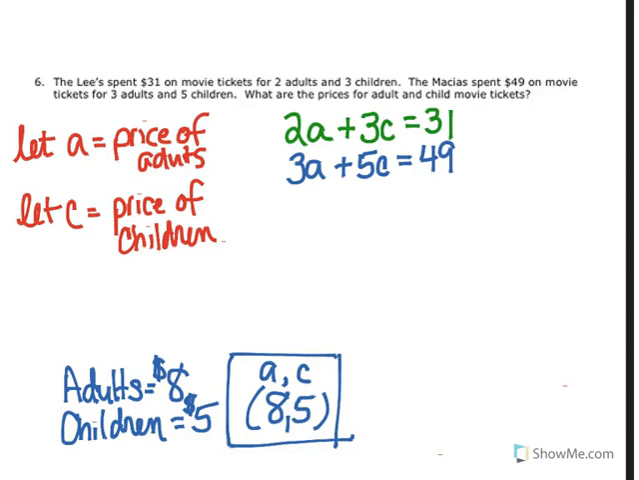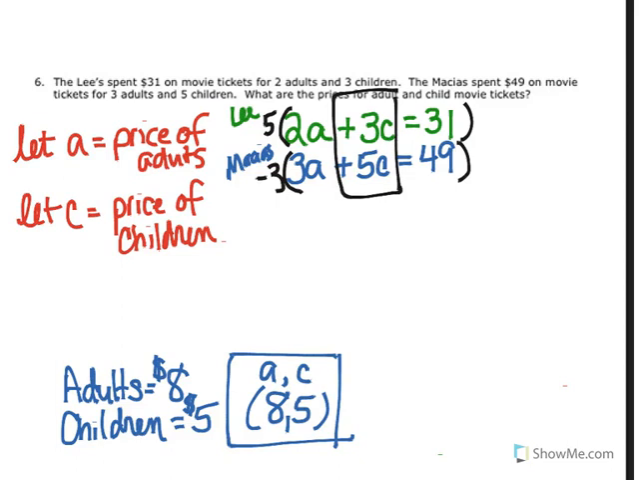If you did not, then I want you to watch how I solve this. I have let A equal the price of adults, let C equal the price of children, and this first equation is for the Lee family, and the second equation was for the Messiah's family. And so in order to solve this, what I chose to do was take the top equation and multiply it by 5, and I took the bottom equation and I multiplied it times -3. That's going to help me eliminate the C's that are in the middle.